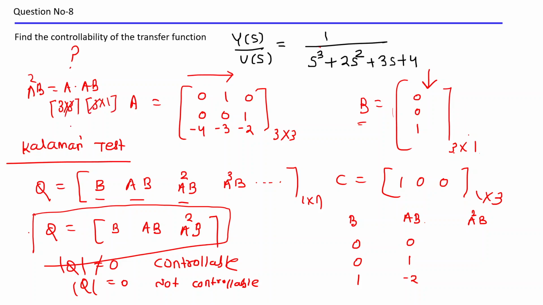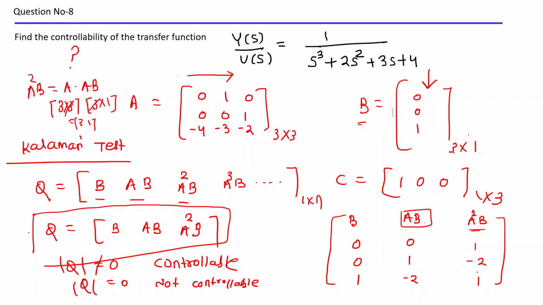So you got a 3 cross 1 matrix. 3 cross 1 matrix means a column matrix. So A square B. In this AB matrix, you have to multiply A matrix. So you will get some answer which will be 1 minus 2 and 1, 1 minus 2 minus 2. So this is a 3 cross 3 matrix already formed here.